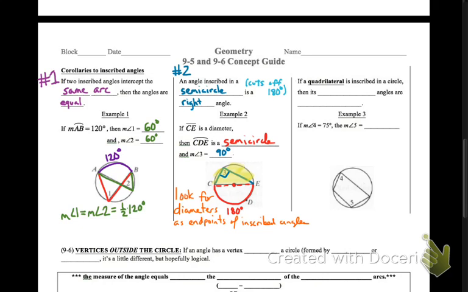Okay? We'll have right triangles as well. If a quadrilateral is inscribed in a circle, meaning the vertices are on the circle, then its opposite angles are supplementary. So check this out. If 360 degrees is the entire circle, angle 4 right here chops off this arc. Angle 5 chops off, well, the rest of the circle.